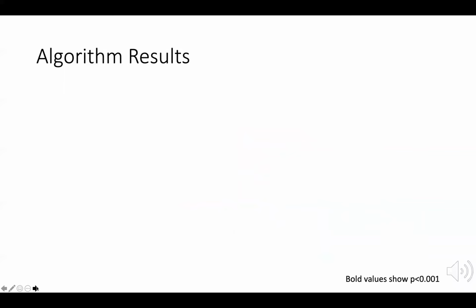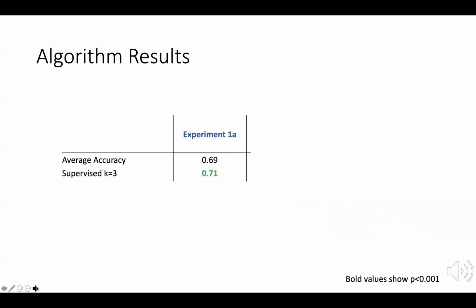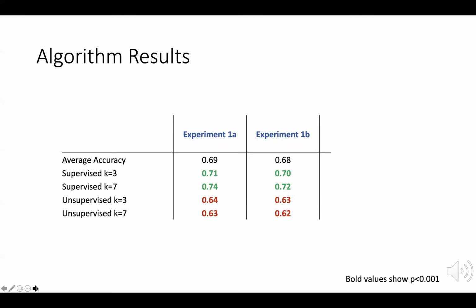Now as for our results, in experiment 1A, we compare to average accuracy. We see that supervised k equal to 3 actually beats it. In fact, supervised k equal to 7 beats it even better. So the unsupervised network actually hurt performance, sadly. We've got the same set of findings for experiment 1B.